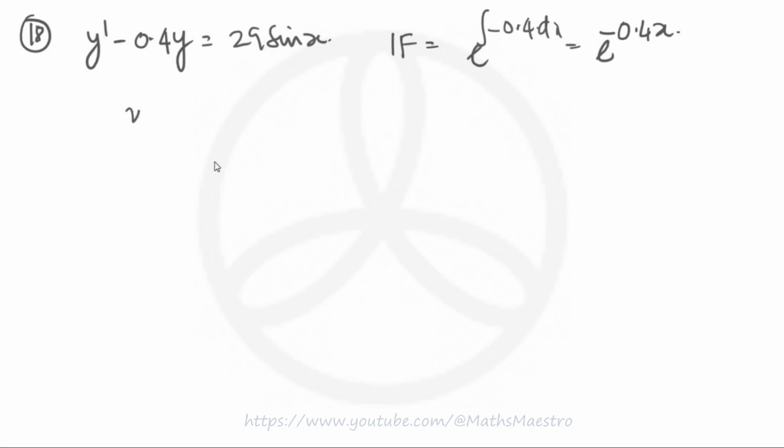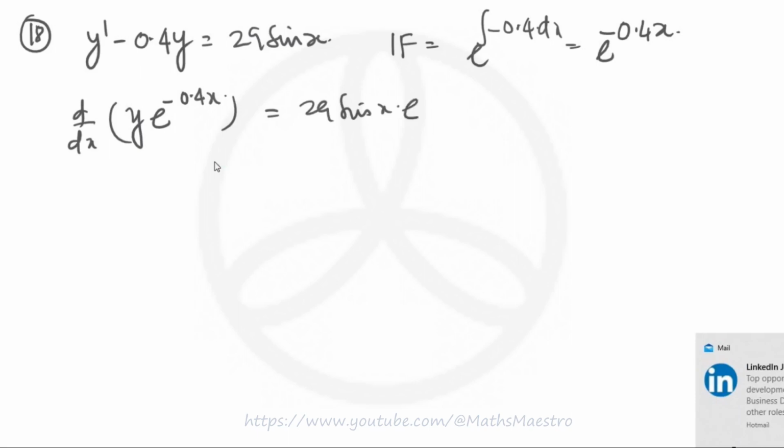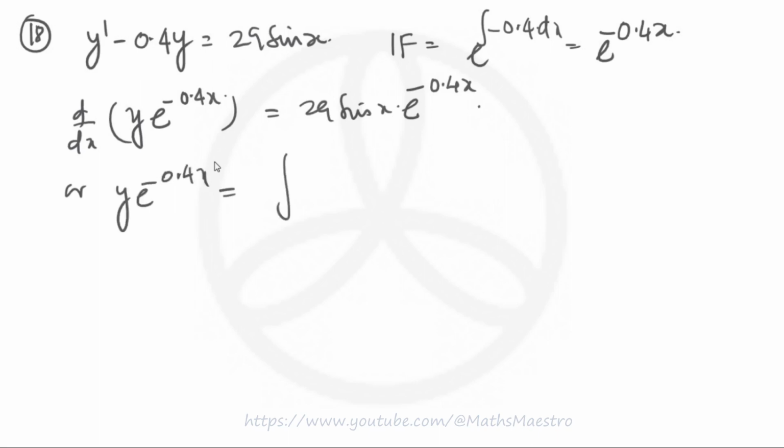Therefore we can write it as y e to the power minus 0.4x equals the integral of 4.29 sin x e to the power minus 0.4x dx plus c, okay? Now this one will be a little lengthier.